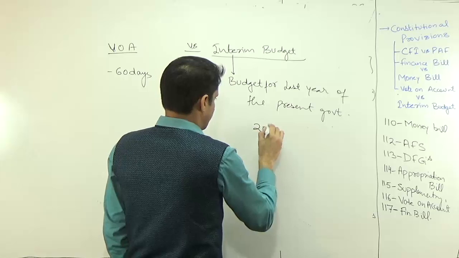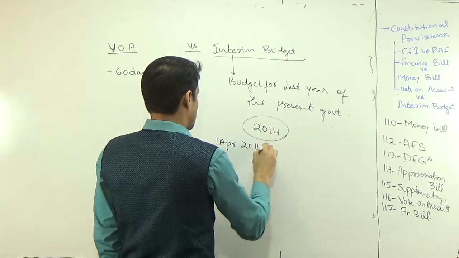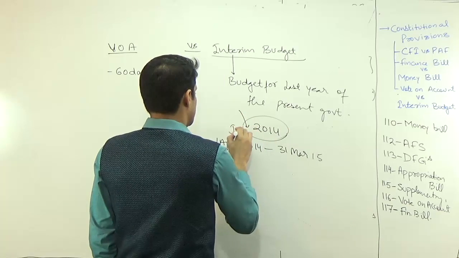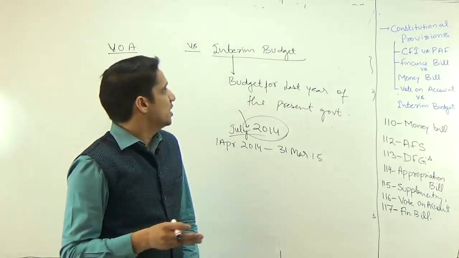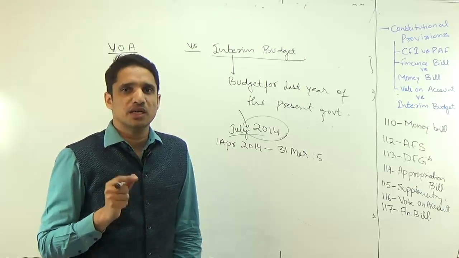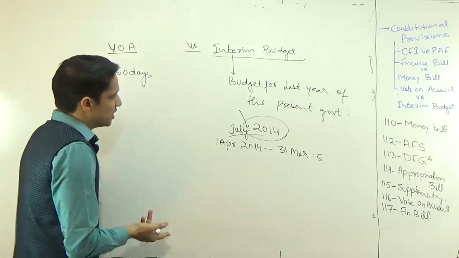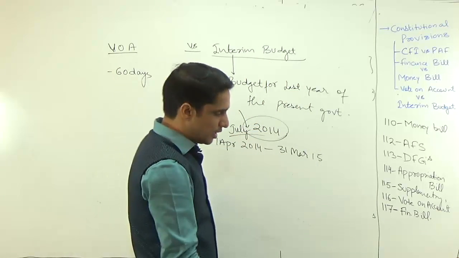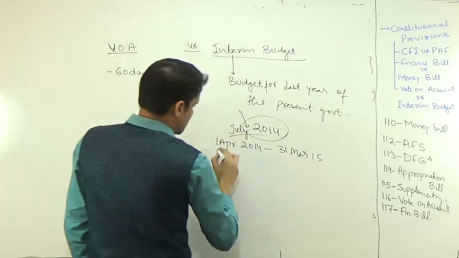Suppose in 2014 a new government came. 1st April 2014 to 31st of March 2015. Suppose a new government came in July 2014. So for the months of April, May and June, this interim budget will be passed. But constitutionally there is no difference between interim budget and normal budget. The same process will be used. It is just unofficial that we say interim budget is nothing but the budget for the last year of the present government. Otherwise all the same budget-making process is going to take place for this budget also.